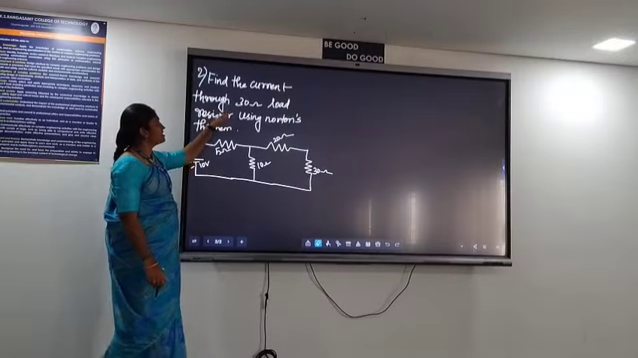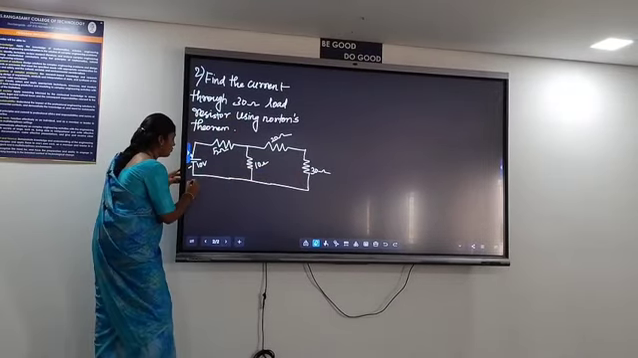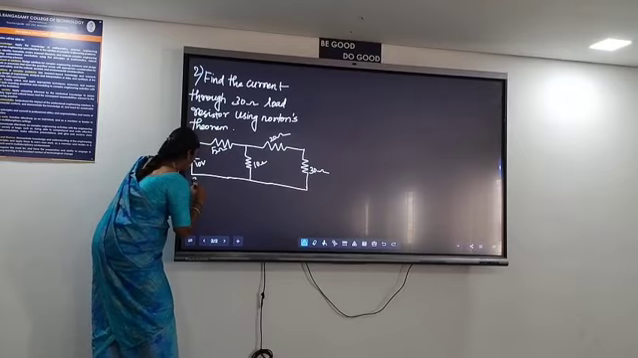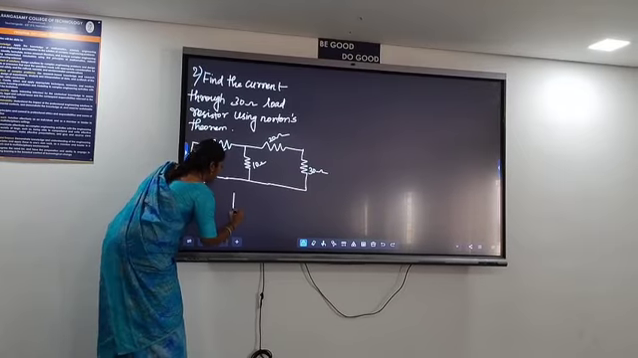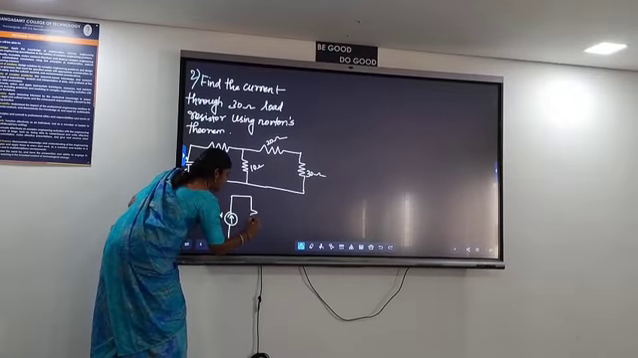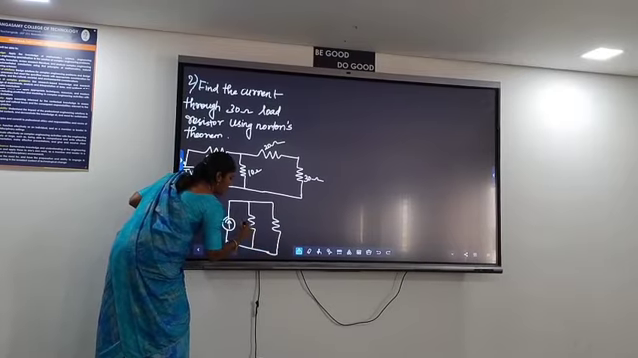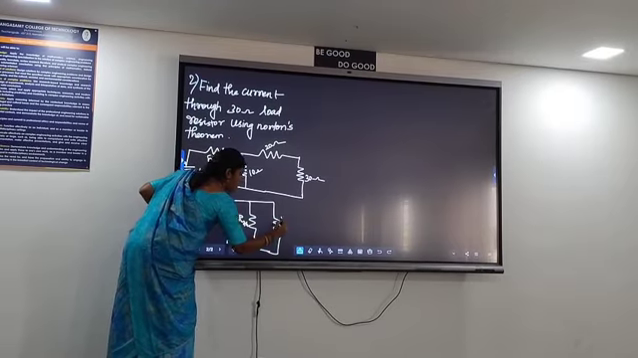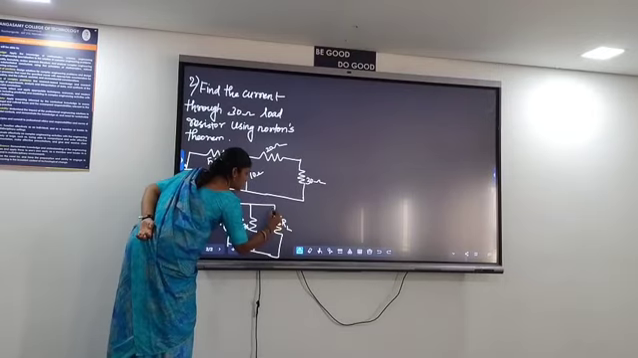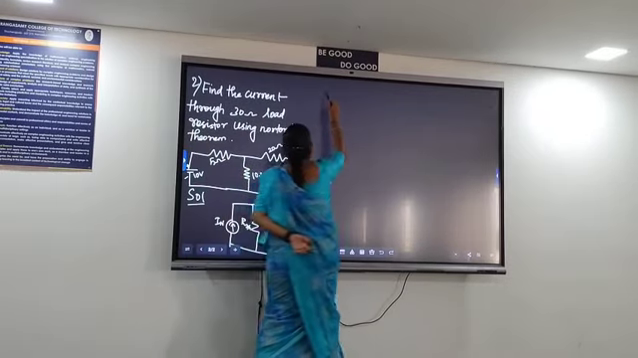The next question is to find the current across the 30 ohm load resistor. For this, we first draw the Norton's equivalent circuit, which is IN in parallel with the resistance RTH, in parallel with the load resistance RL. RL is the load resistor here, and IL is the current flowing across the load resistor RL.